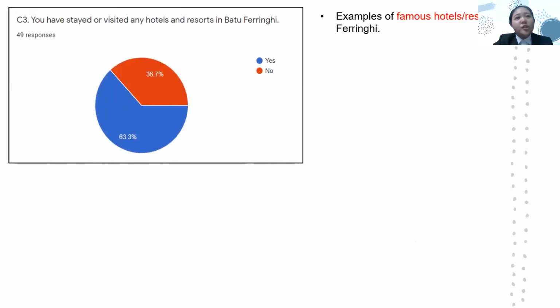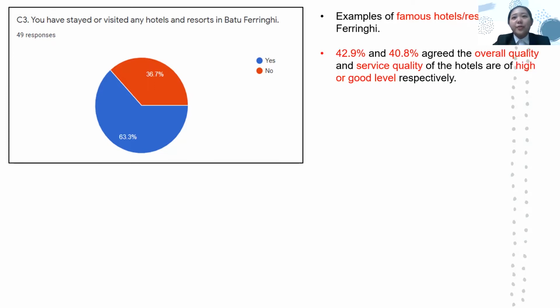So here we have the pie chart suggesting responses on whether they have stayed at or visited any hotels or resorts at Batu Ferringhi. Some of the most famous hotels at Batu Ferringhi are Rasa Sayang, Golden Sands from Shangri-La, Park Royal Hotel, Doubletree by Hilton, Hard Rock Hotel, and so on. Most of them are 4 to 5 star hotels. 42.9% and 40.8% agreed that the overall quality and service quality of the hotels are of high or good level respectively.